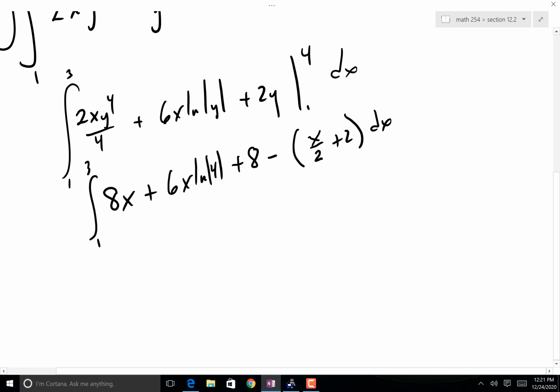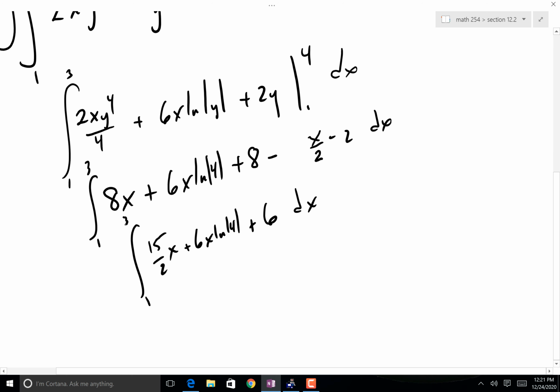Now, I'm weird. I like to put all my stuff together. Call me strange if you want to. I don't care. Let's distribute this negative through. So then that's going to be 16 halves minus 1 half is 15 halves x, or 7.5 if that makes you happier. 8 minus 2 is 6. And then we're going to have 6x ln of 4, again, whatever that amounts to. dx, 1 to 3.